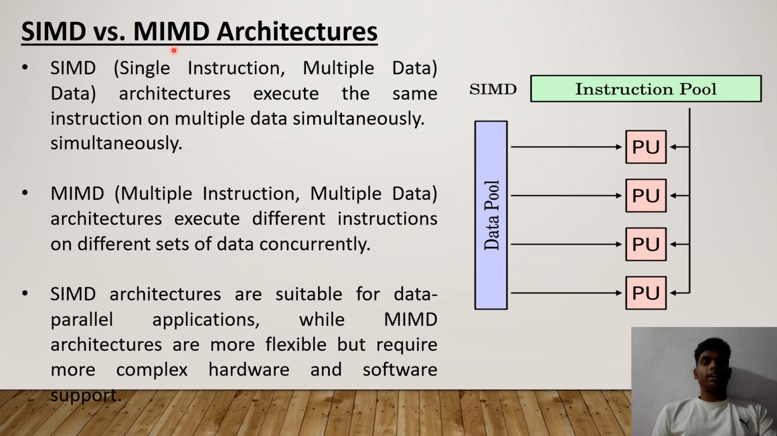SIMD versus MIMD architectures. SIMD, single instruction multiple data architecture, executes the same instruction on multiple data simultaneously. MIMD, multiple instruction multiple data architectures, execute different instructions on different sets of data concurrently. SIMD architectures are suitable for data parallel applications, while MIMD architectures are more flexible but require more complex hardware and software support.